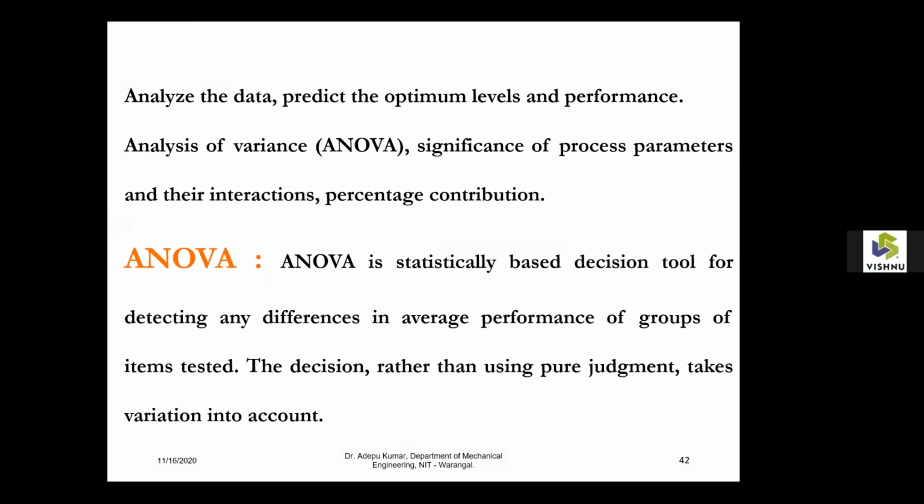Then analyze the data, predict the optimum level and performance. So once you have the data, then you can go for ANOVA analysis. ANOVA is a statistically based decision tool for detecting any differences in average performance of groups of items tested. The decision, rather than using pure judgment, takes variation into account.